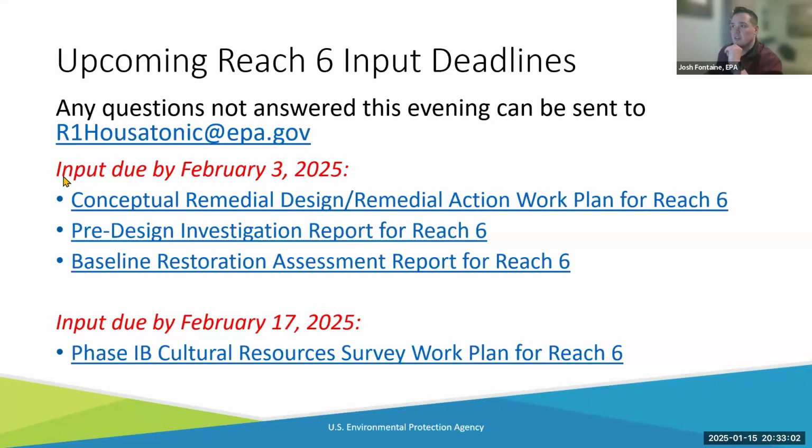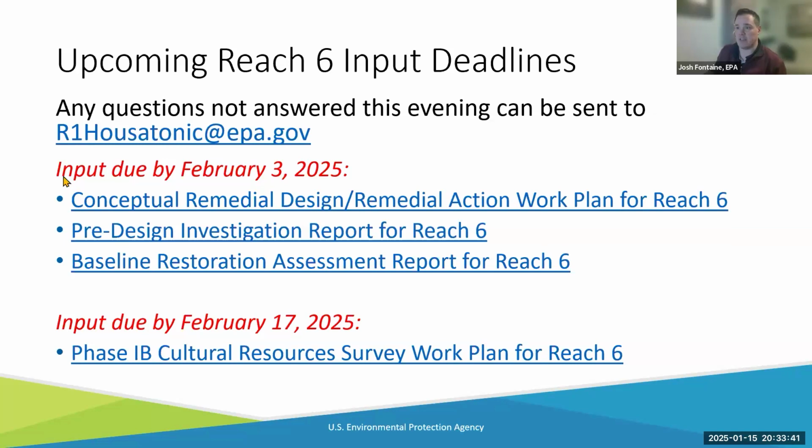For Reach 6 input deadlines, right now we have 3 documents that input is requested by February 3rd. That is the conceptual remedial design, remedial action work plan for Reach 6, the pre-design investigation report for Reach 6. Circling back to some of those other questions, that document is the one that houses the data that was collected to help design this remedial design or remedial action. And then also we have the baseline restoration assessment report for Reach 6. And then we're requesting input by February 17th for the Phase 1B Cultural Resources Survey work plan for Reach 6.